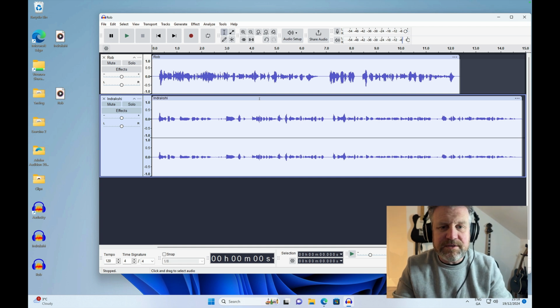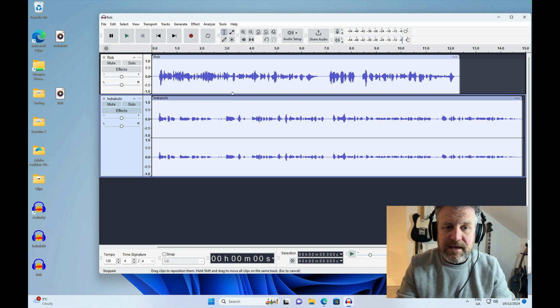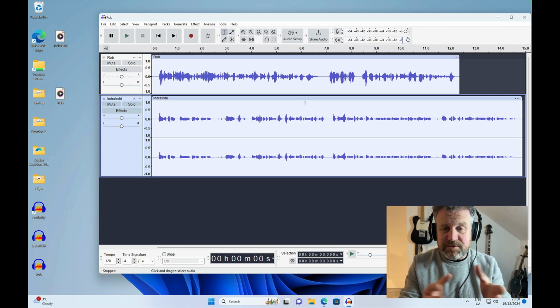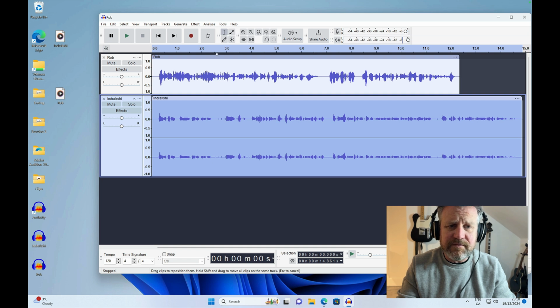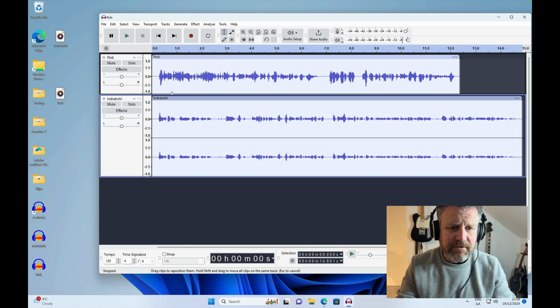You can combine mono and stereo, and ultimately we will export stereo. If you export mono as stereo, it just puts the same thing on the left and the right channel. So I want to have Rob, and then I want to have Indrakshi. It's kind of weird talking about myself in the third person.